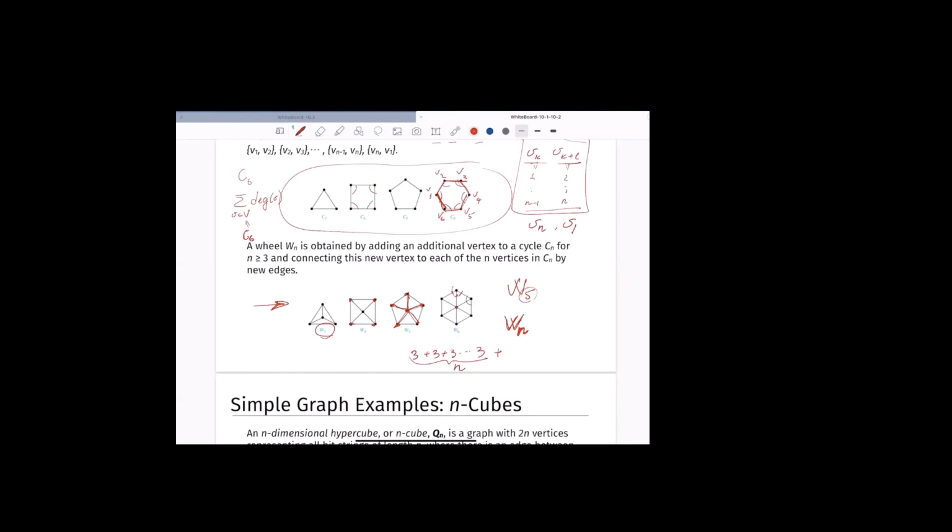What's the degree of this guy? N, right? So do I have an odd number? Is it consistent with our observation earlier, that as the sum of the degrees of all the vertices must be even?